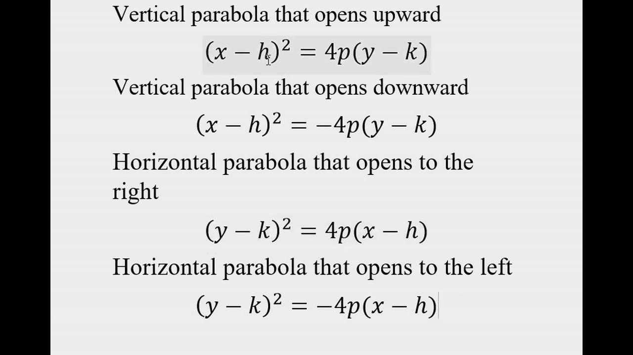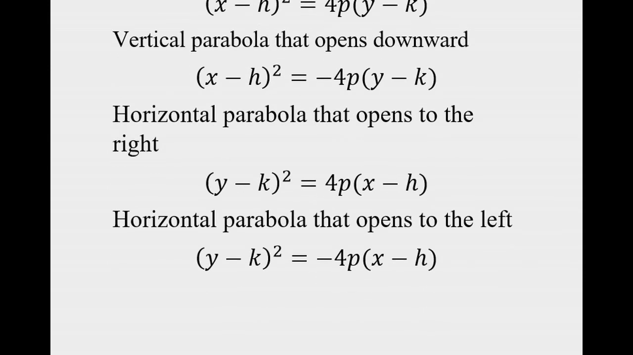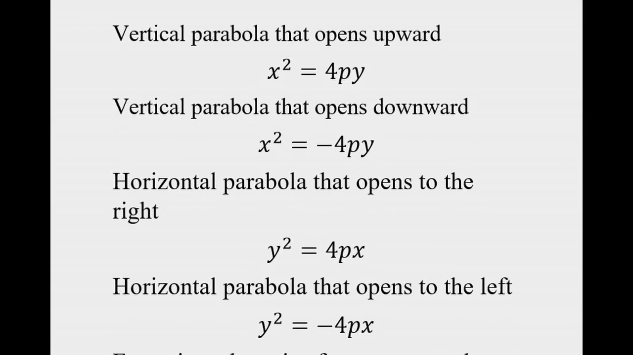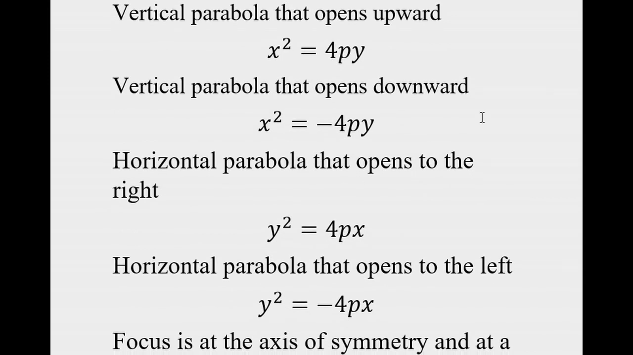In the video titled Introduction to Parabola, I have explained why for a vertical parabola we square x and why for a horizontal parabola we square y. Please see that video again if you have not seen it. Suppose that the vertex is at the origin, then h and k will be 0 and 0. So the equations will reduce to these simple forms.